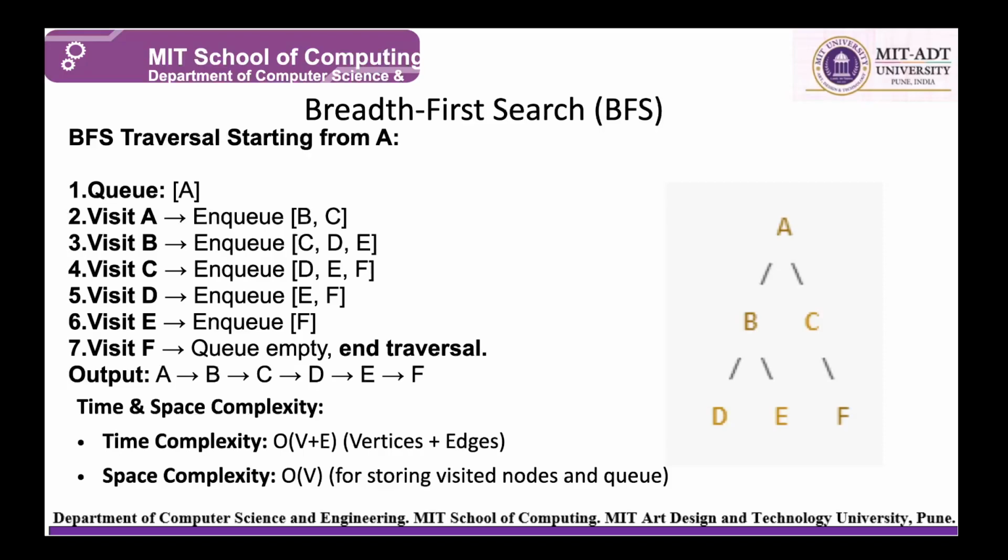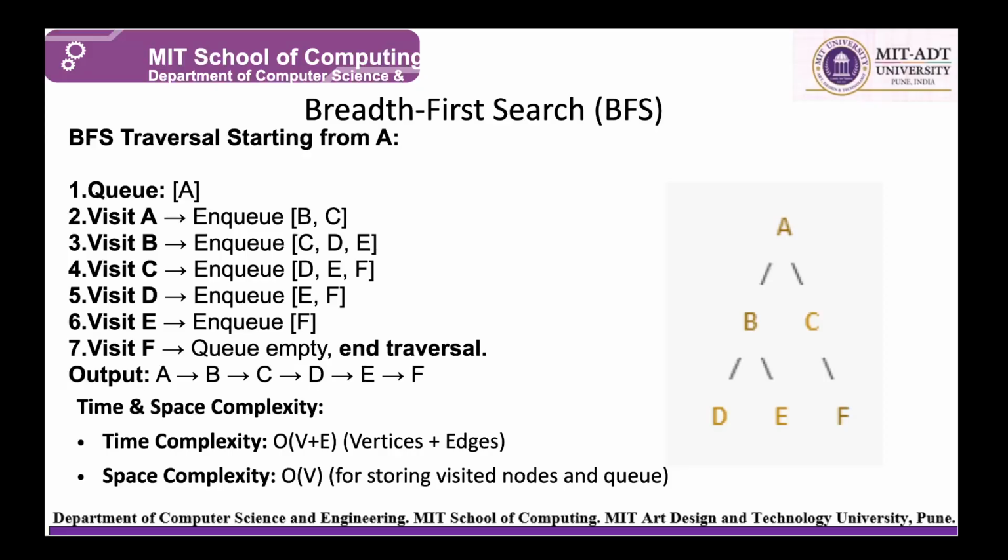Now if you check which nodes and in which sequence we have visited, we will get output like A, arrow B, arrow C, arrow D, arrow E, arrow F. So this is the traversal. In this way breadth first search works. Basically in this case we are moving level wise.